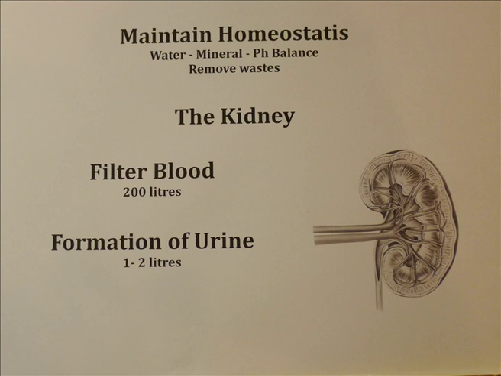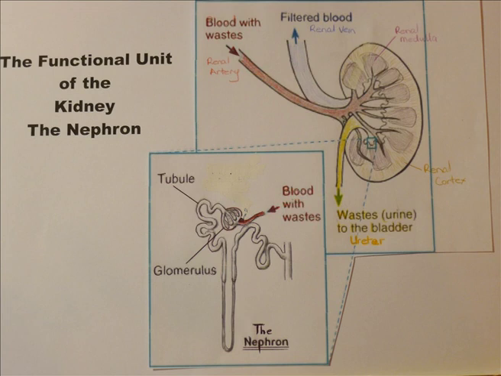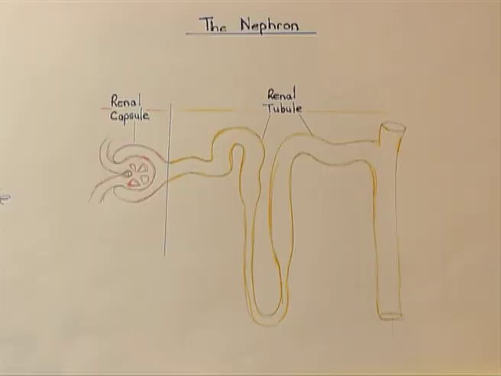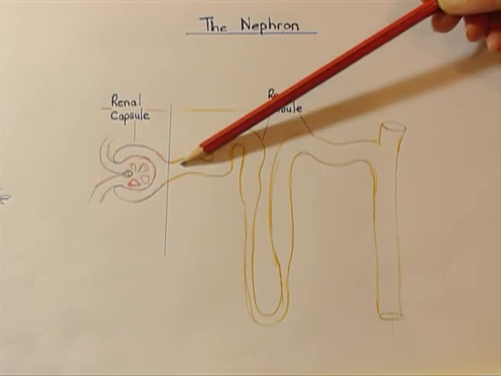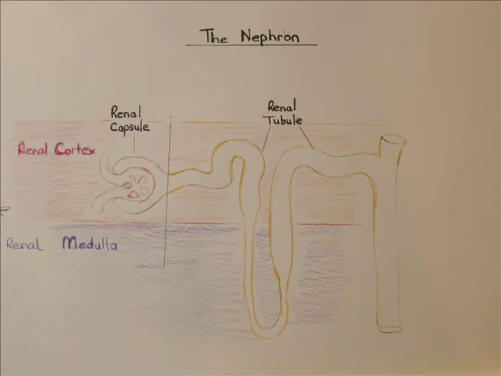Every day the kidney filters approximately 200 litres of blood to create just 1 to 2 litres of urine, and each kidney has over 1 million nephrons. The nephron is the functional unit of the kidney, responsible for filtering the blood and maintaining electrolyte and water balance. There are two main parts to the nephron: the renal capsule, also called the Bowman's capsule, and the renal tubule. The renal capsule is located in the renal cortex of the kidney, while the tubule is in both the renal cortex and medulla regions of the kidney.